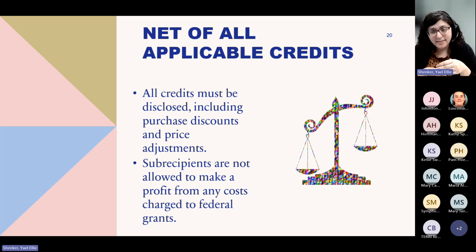Net of all applicable credits. This sounds more complicated than it is. All credits must be disclosed, including purchase discounts and price adjustments. What that basically means is whatever cost you ultimately pay is the cost you should be reporting for the grant. So if an item is at the store for $10 each, but buy three, get it for $25, and you go ahead and buy three, you should only be reporting $25 for that expense. You shouldn't be saying, well, they're $10 each, I'm going to report $30. Because in that case, you would be reimbursed for $30 off of a $25 expense. You'd be making a $5 profit and you would be committing fraud.